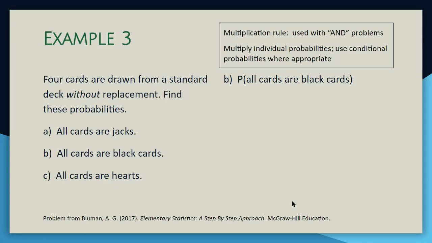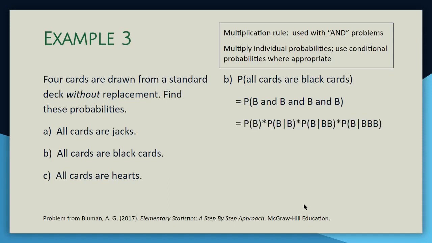Okay, for all black cards, same idea. We need to use that conditional probability. The difference here is there are more black cards in the deck than there are jacks. Half the deck is black and half is red. So of those 52 cards, 26 of them are black in a fresh deck. So that first probability is going to be 26 out of 52. And then as we remove black cards from the deck, both the numerator and denominator are going to go down by 1.